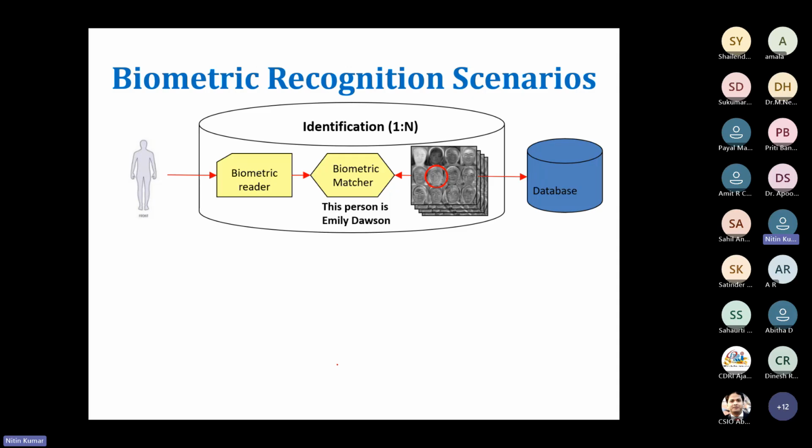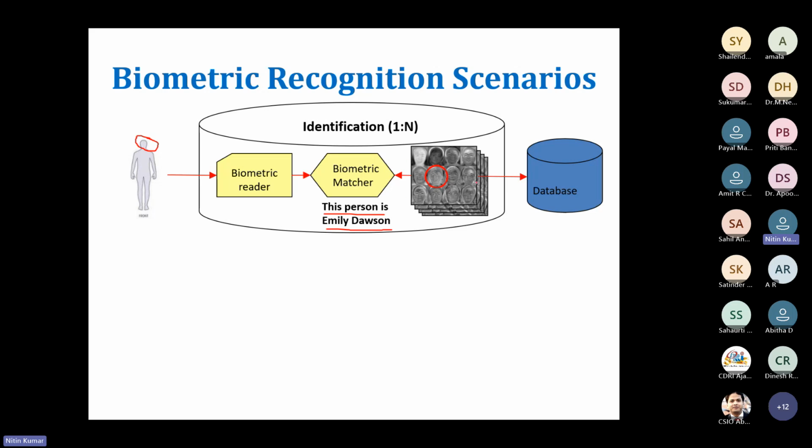Identification is like, if there is some person standing and this person presents his or her face or any biometric to the biometric reader. Then there is another component, the biometric matcher, which will take this biometric reader input and try to match who this person is. Then this person will be recognized, and it may display, for example, that this person is Emily. So in this identification process, from this one face, I'm trying to compare this face with n people in the database, and I'm trying to get a match: who is this person?